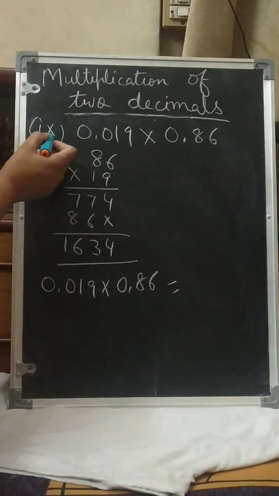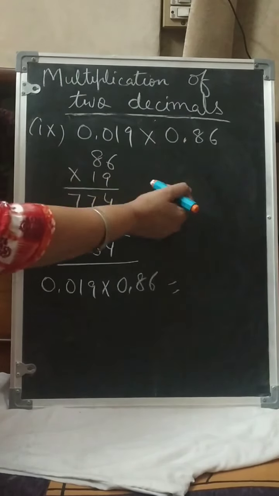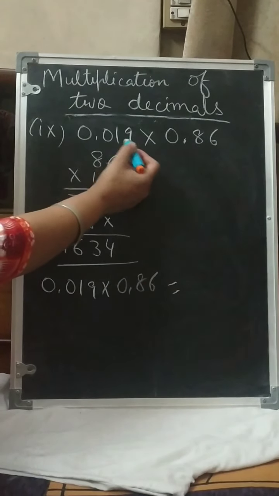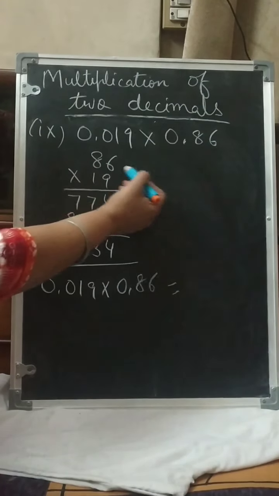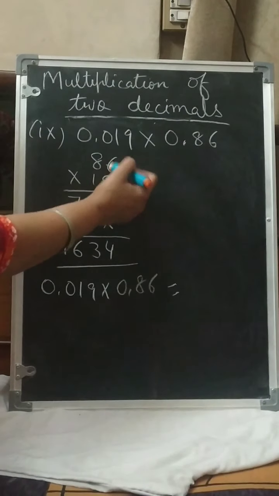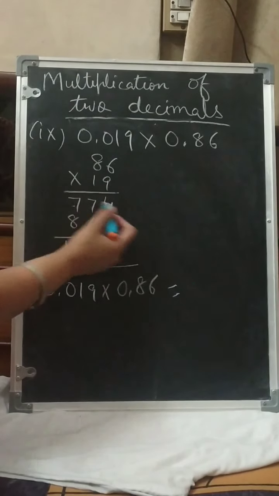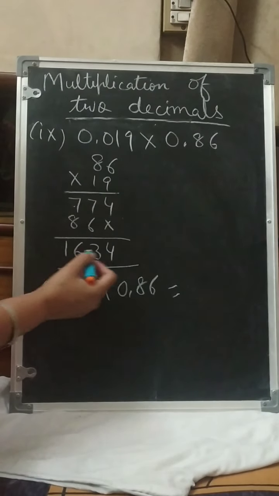Now the ninth part, you will see how to do. So this is the question. In this question firstly we will take the simple numbers. It is 19 and it is 86. You can multiply 19 with 86 or 86 with 19, your wish. You can change the order of the multiplication. Afterwards when you multiply you will simply get this answer.